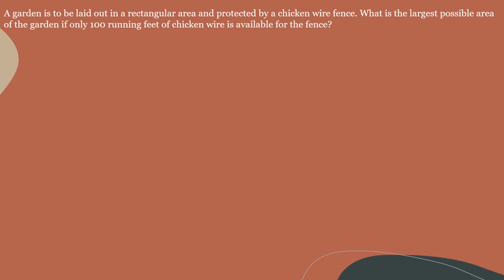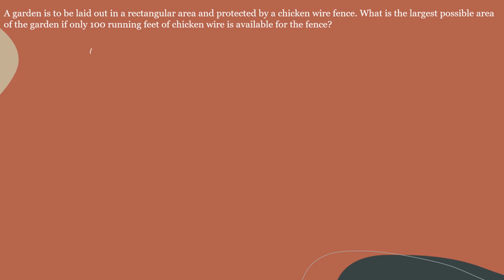Okay, so there is another question: a garden is to be laid out in a rectangular area and protected by a chicken wire fence. What is the largest possible area of the garden if only 100 running feet of chicken wire is available for the fence? So let's see which one is the constraint and which one is the objective equation, which one is the primary equation.